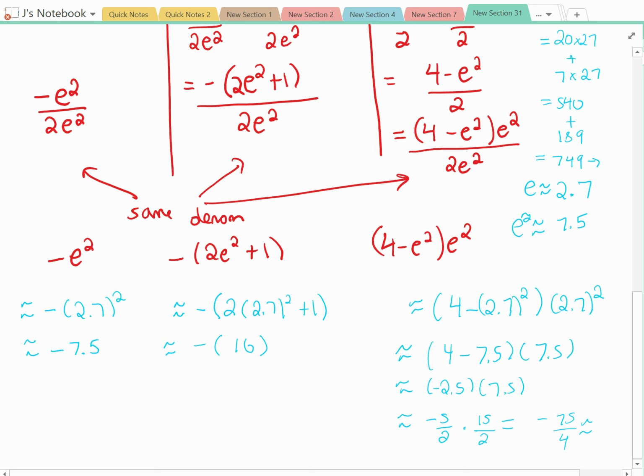If it was 80 over 4, it'd be 20. Well, it's close to 16, that's the problem. Five extra, so we're missing 5 over 4, 1.25. So it's a little bit bigger than 18. I'll just say it's approximately negative 18.